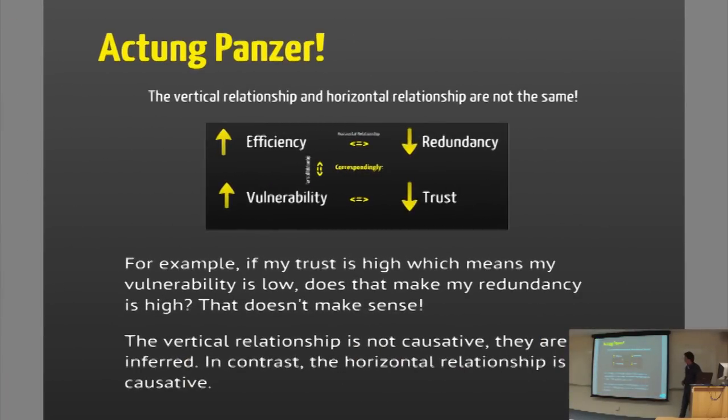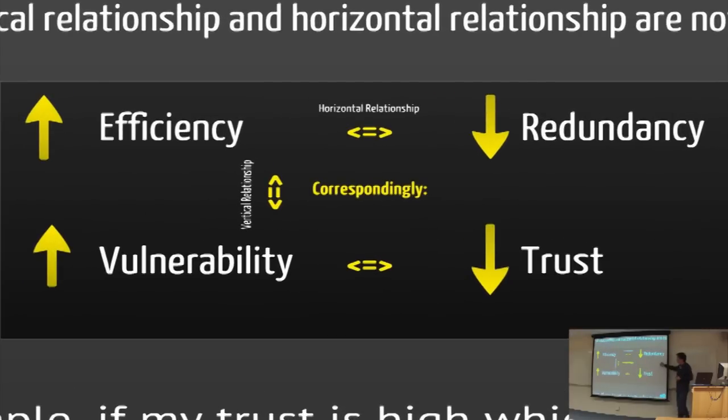And so, let's go back to the original relationship. As you can see, if your trust goes up, redundancy goes down, and vice versa; vulnerability goes up, trust goes down. That's called a horizontal relationship. These horizontal relationships are causative. If that happens, that will happen. If that happens, that will happen. The vertical relationship is not causative.